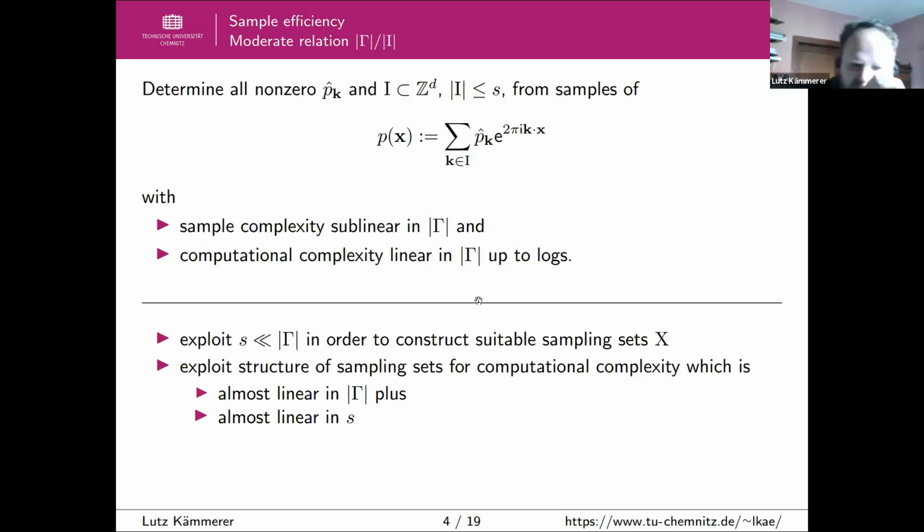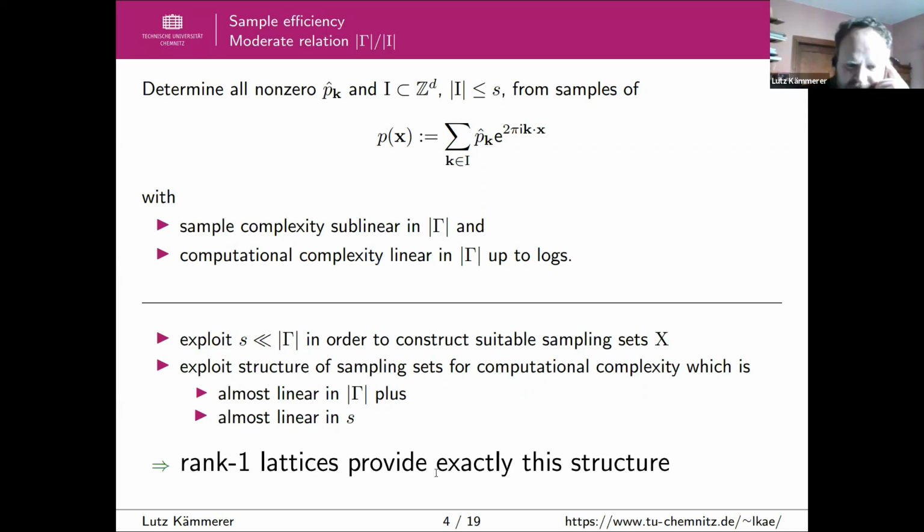Okay, what's the idea? We would like to exploit the knowledge that the cardinality of the index set is nicely bounded in order to construct the sampling set, and then we would like to exploit the structure of the sampling sets for the computational complexity. Yeah, for getting a nice computational complexity, which is almost linear in gamma plus almost linear in s. Not almost linear in gamma times almost linear in s. It's a plus. That's important for fast computations, right?